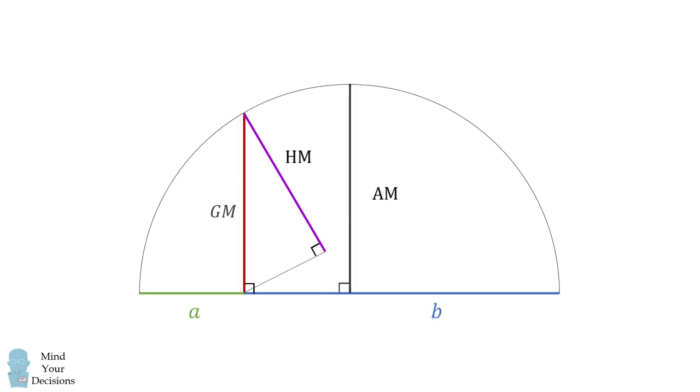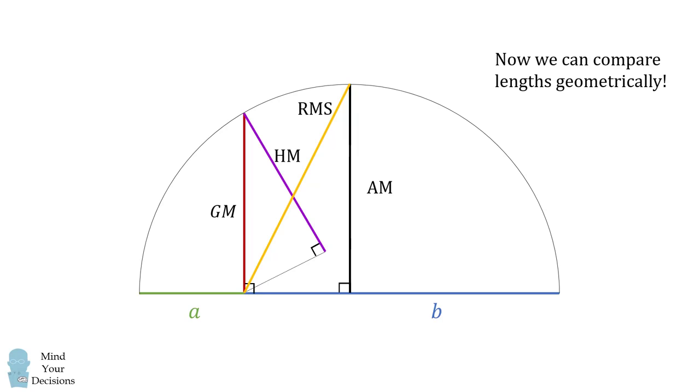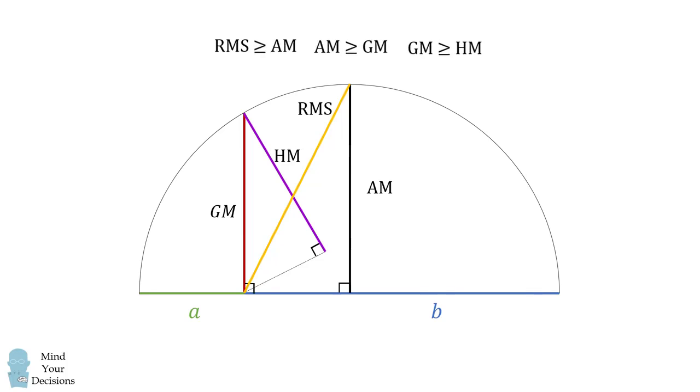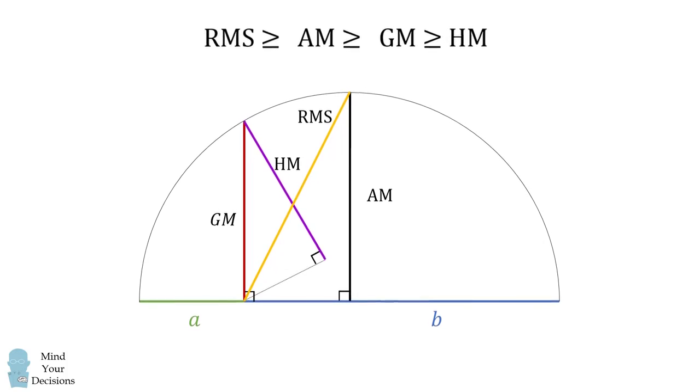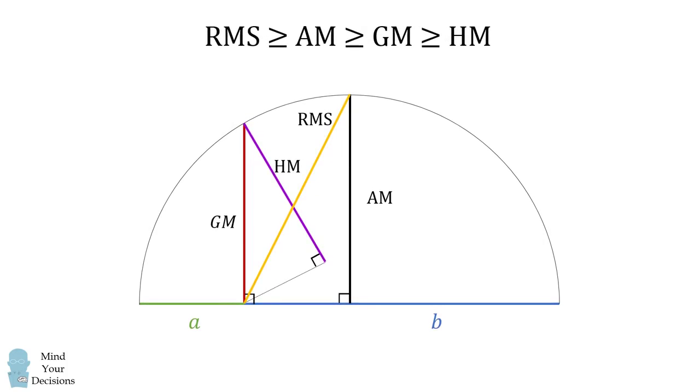So now let's put all of these lengths together in the same diagram. We can compare the lengths geometrically. We have that the root mean square is greater than or equal to the arithmetic mean. We also know the arithmetic mean is greater than or equal to the geometric mean. And then we have that the geometric mean is greater than or equal to the harmonic mean. This is all because the hypotenuse of a right triangle is greater than or equal to either of its legs. We can combine all of these inequalities together, and we have the root mean square, arithmetic mean, geometric mean, and harmonic mean inequality. Voila!